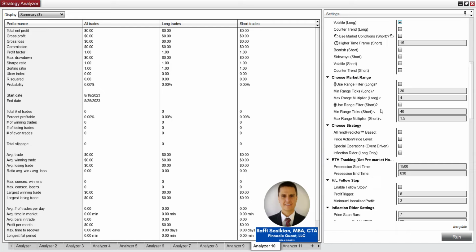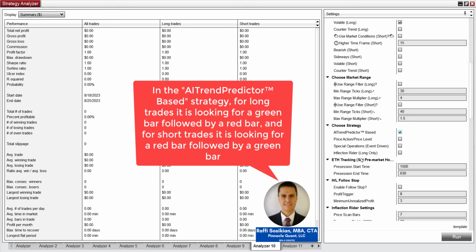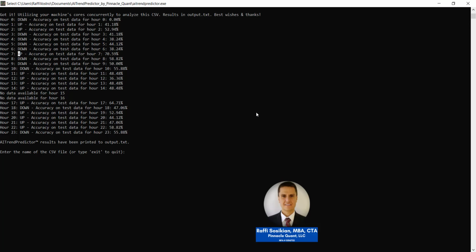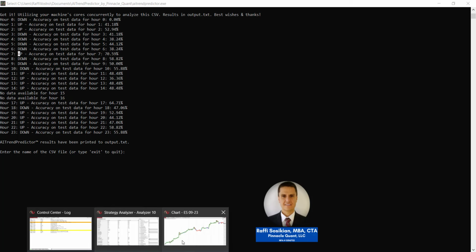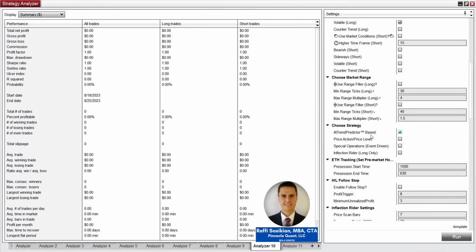I'm not going to do market range for right now. I'm going to choose, obviously, the AI trend predictor because that's what we just ran. And I've said this in other videos as well, the AI trend predictor is just, if you're looking for a long trade, it's looking for a green bar followed by a red bar. That's all it is, because the strategy is essentially based on AI trend predictor. So this is just looking for long trades. It's looking for a green bar followed by a red bar. For short trades, it's looking for a red bar followed by a green bar. So it's counterintuitive, but that's what I'm selecting.